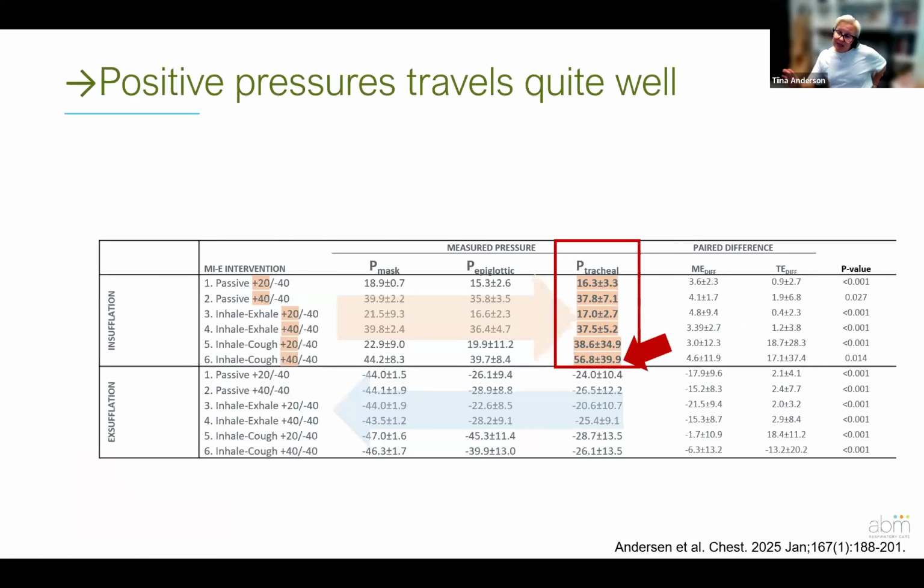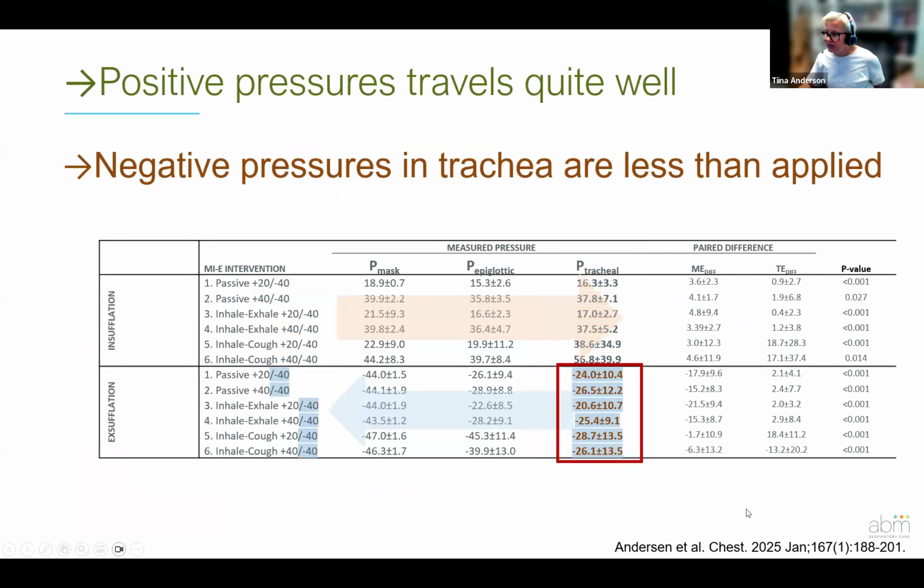Yes, and those negative pressures. So we always applied minus 40. The participants were either totally passive, slightly active with inhaling, exhaling, or inhaling and coughing forcefully together with the MIE device. And we saw that we cannot measure these pressures of minus 40 in the trachea. So the upper airways are absorbing the negative pressures.